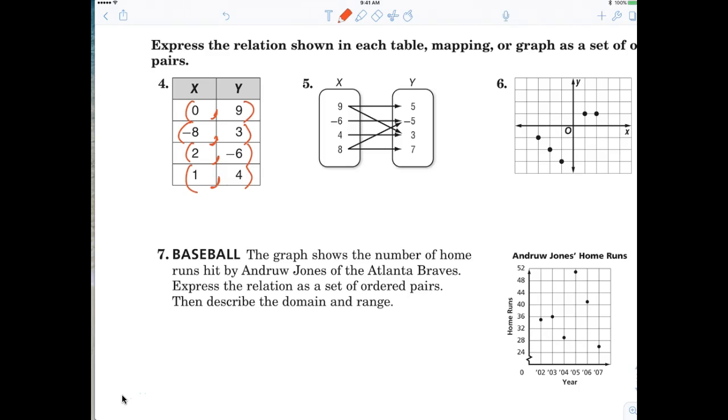Now for the mapping, you would say what? 9, 5, and what? 9, 3, -6, -5, 4, 3, 8, -5, and 8, 7. Does everybody agree with that? But I told you it's very simple. Very, very simple.